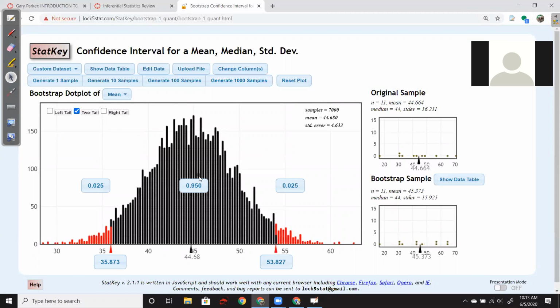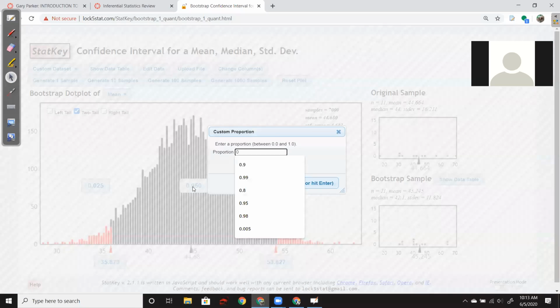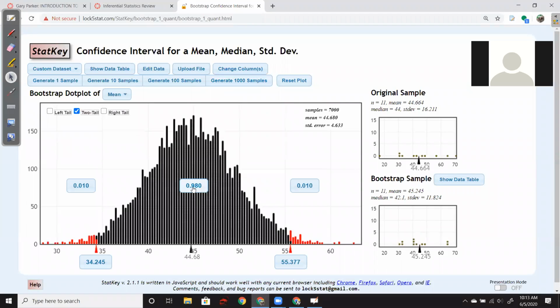This question asks for a 98% confidence interval, so 0.98. And so this says the confidence interval should be like 34-ish up to 55-ish. Unfortunately, that won't answer this question properly because we were asked to use a t-distribution for two reasons. The population standard deviation is not known, and it's a small sample size.